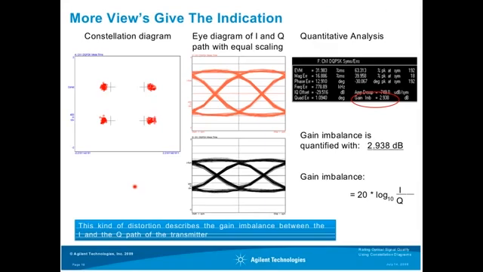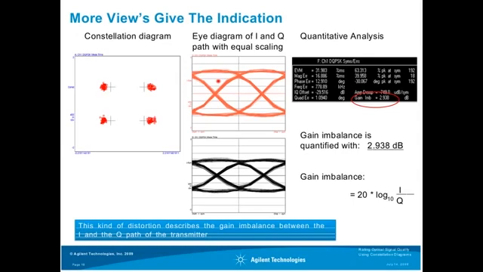So, how could we qualify this kind of distortion? First, we look at our standard tools that we have been using in former times, which is mainly the eye diagram. With the instrument, we can, for example, look at the I path and the Q path of the eye diagram. And you see here again the distorted constellation diagram. As we have here in both axes the same scaling, you can see that there is a different amplitude of the I and the Q eye diagram. So this leads to the indication that you have a gain imbalance, and the instrument directly shows you that the gain imbalance here is about 2.9 dB.